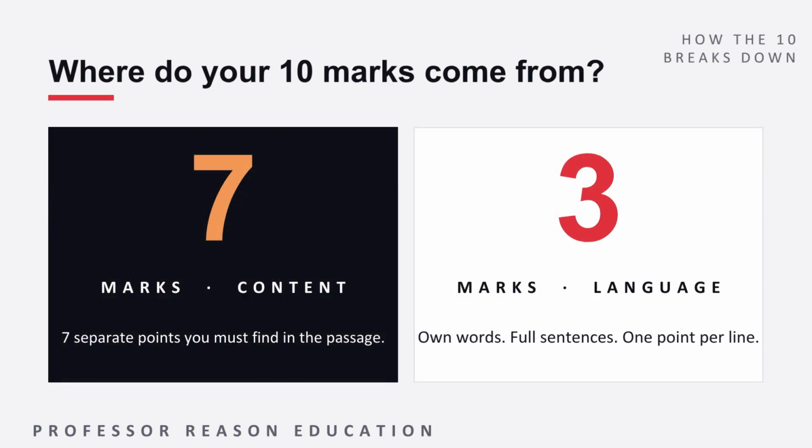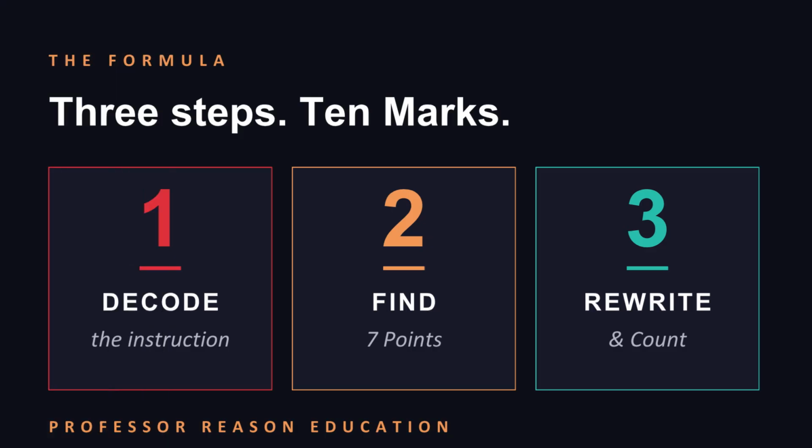Here's how your 10 marks break down. 7 marks are for content. That is 7 separate points you have to find in the passage. 3 marks are for language, meaning your summary must be in your own words, written as full sentences, and in point form. 7 plus 3 equals 10. Miss either side, you miss marks. My formula handles both. Here's the 3-step formula.